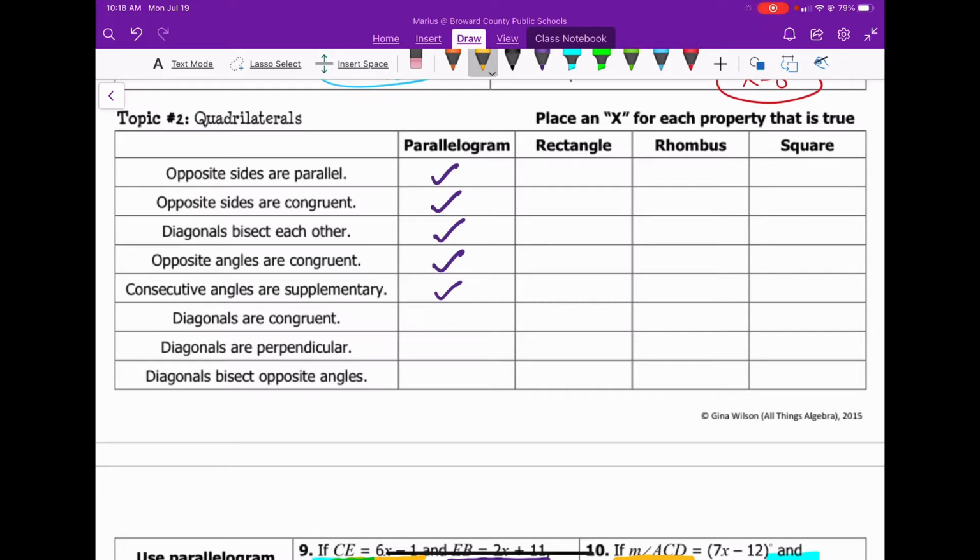Today we're going to continue our lesson about quadrilaterals. But now for this video, we're specifically going to focus on rectangles. So we're going to check off all of the statements or phrases that apply to a rectangle.